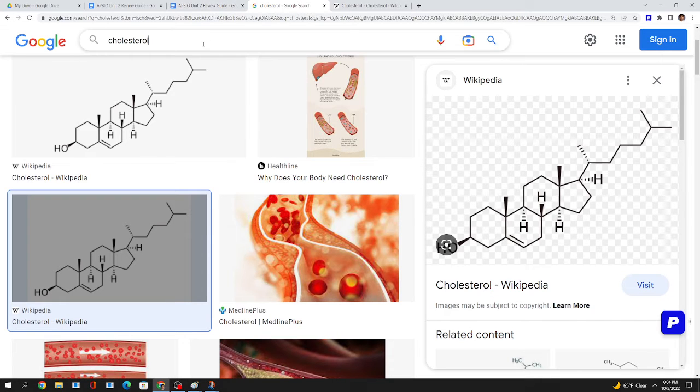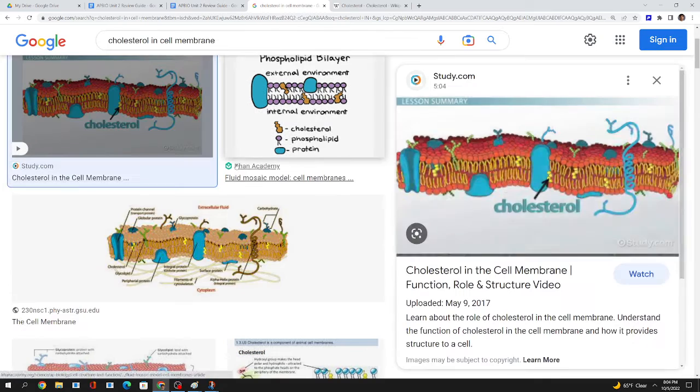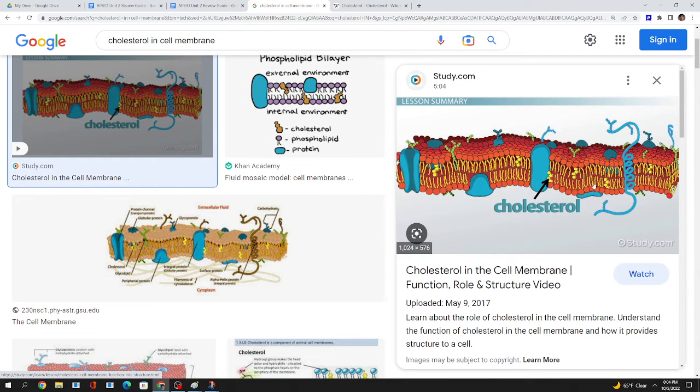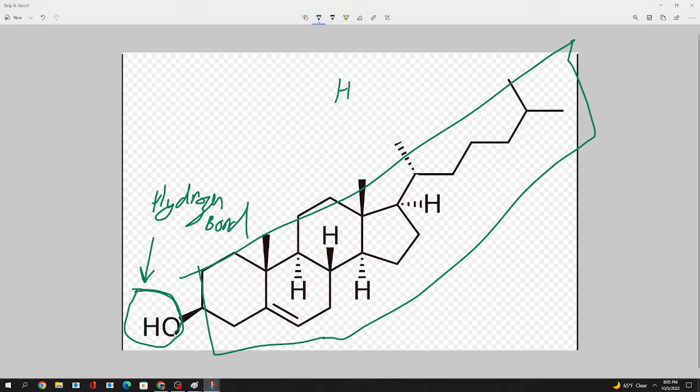So if you were to then pull up a cell membrane, you would notice that the cholesterol looks kind of like this. Okay, this is cholesterol. And cholesterol, if you see these rings, they are always going to be in the interior, but the top part of it is going to be sticking out, and that top part is this OH group.